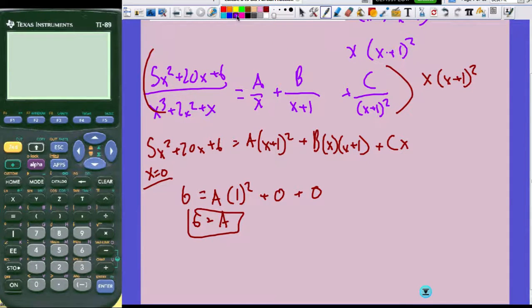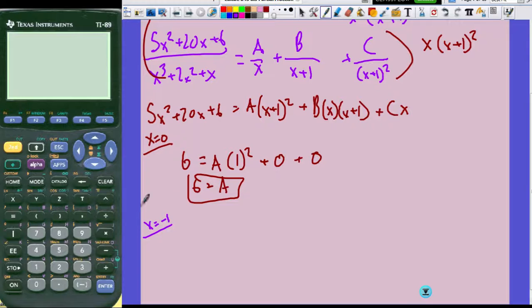Now the next thing I want to do, what else is going to be easy to solve? I want to solve for the c. I can solve for c by making x equal negative 1 because the a and b will cancel. So x equals negative 1. I'm going to write this as 5 times negative 1 squared plus 20 times negative 1 plus 6 equals, setting x to negative 1, a term is going to be 0, plus c times negative 1.